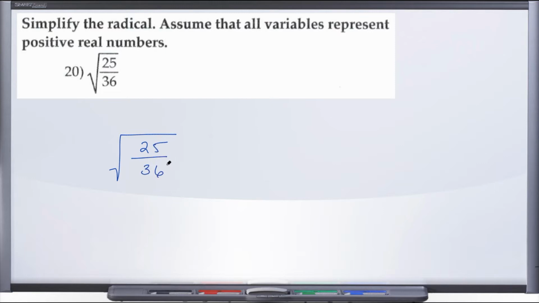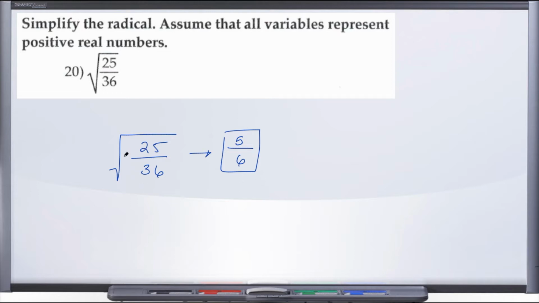And since we're dealing with square roots, you may recognize right away that 25 is a perfect square and that 36 is a perfect square. And so when these two numbers come out, well, the square root of 25 is 5, the square root of 36 is 6, and so you end up with 5 over 6.